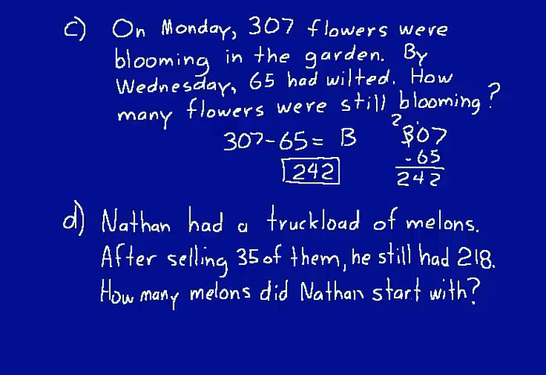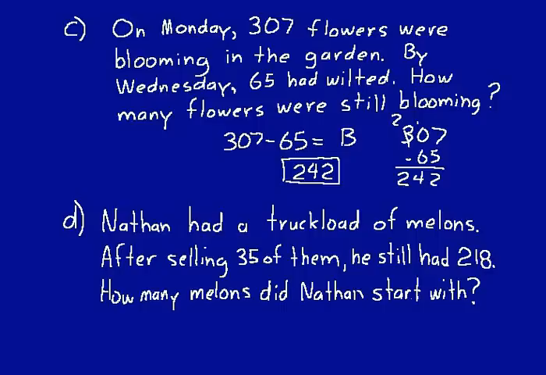Let's just read it through first. That's always what you should do on any word problem. Read it first. Nathan had a truckload of melons. After selling 35 of them, he still had 218. How many melons did Nathan start with?